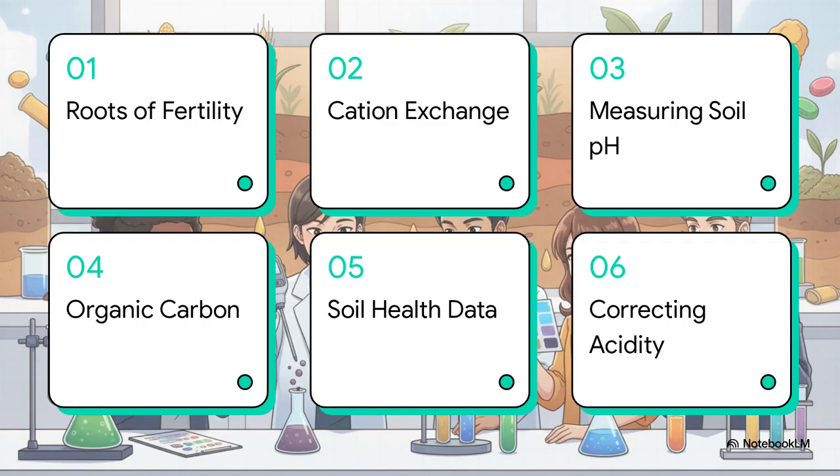Here's our game plan for today. We'll start with the roots of soil fertility, literally. Then we'll cover cation exchange and nutrients, measuring soil pH, determining organic carbon, interpreting all that soil health data, and finally, correcting acidity for better crop yields.